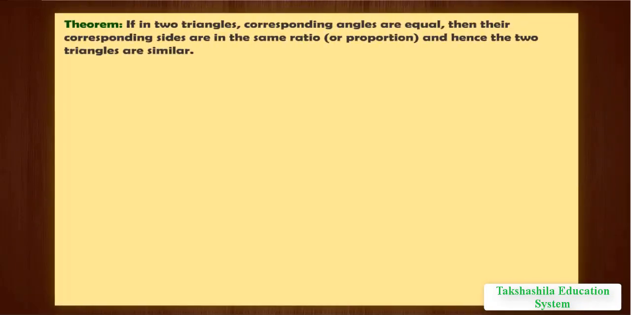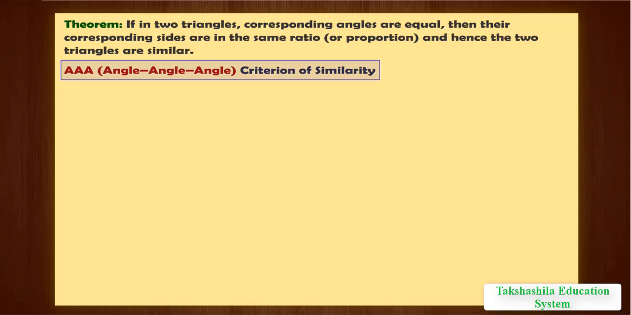We shall show that if either of the two conditions is satisfied, then the other automatically holds in the case of triangles. Let's first state the criterion AAA or angle criterion in the form of a theorem. The theorem states that if in two triangles corresponding angles are equal, then their corresponding sides are in the same ratio or proportion, and hence the two triangles are similar. This criterion is referred to as the AAA, angle criterion of similarity of two triangles.